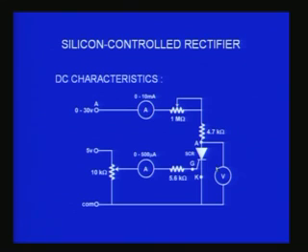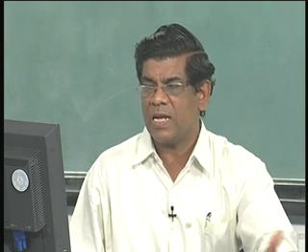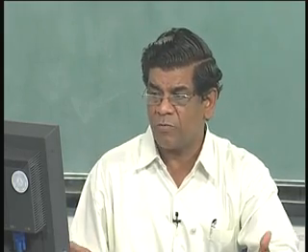Immediately at that time you would find this voltage. The moment it comes to the off state, this is off, and therefore the entire voltage will appear across the SCR, and this voltmeter will show 30 volts. So this is what I want you to recognize as the DC characteristics. Now I will go over and show you the demonstration of the voltage.